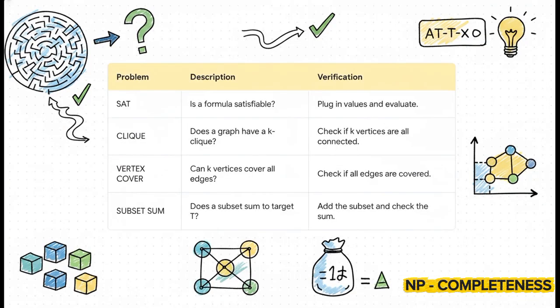And this little study guide really brings it all together. Just look at the pattern here. For every single one of these famous problems, the description is a hard-finding question. Can you find a satisfying assignment? Can you find a clique? Can you find a subset that sums to T? But look at the verification method. It's always an easy checking process. Just plug in the values, just check the connections, just add up the numbers. That gap right there between the hard find and the easy check, that is the absolute hallmark of an NP-complete problem.